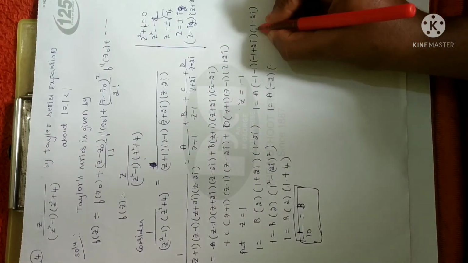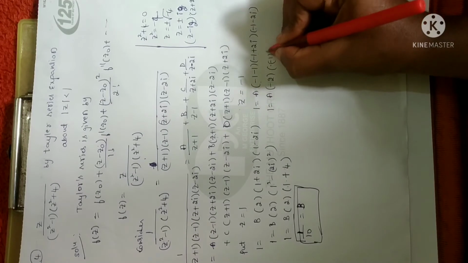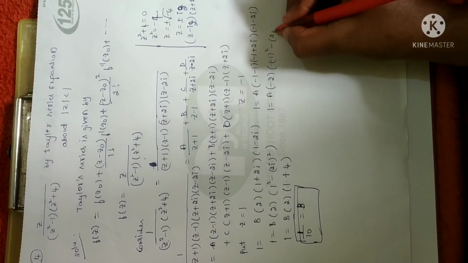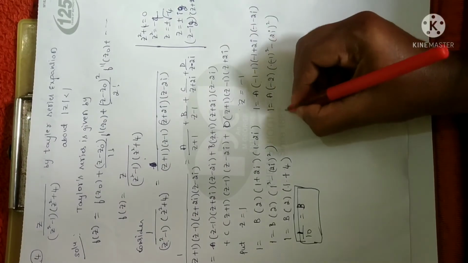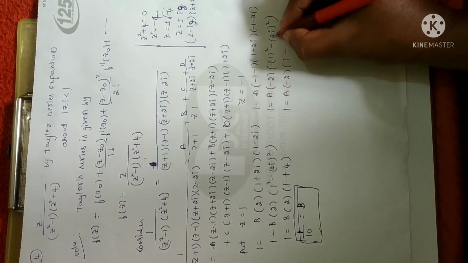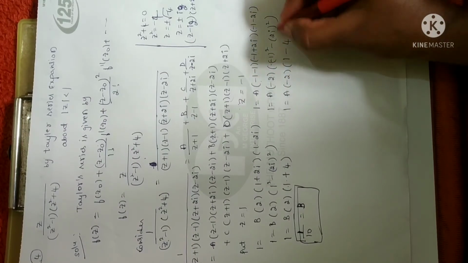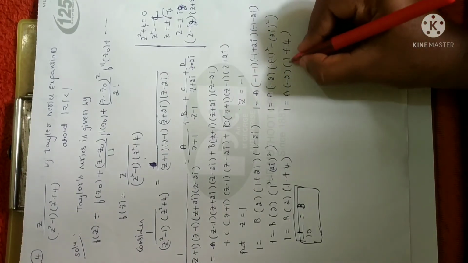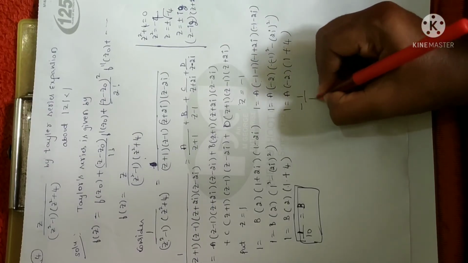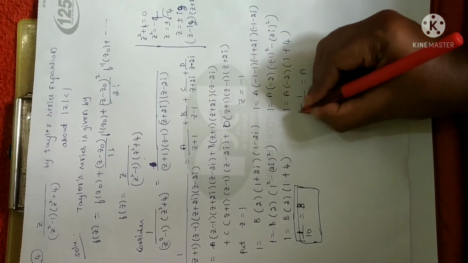Next, it is of the form a plus b into a minus b. So it can be written as a square minus b square. B square is 2i whole square. So 1 is equal to a into minus 2. Minus 1 square is 1. Minus 2 square is 4. I square is minus 1. So minus of minus will become plus. 4 plus 1 is 5. 5 2s are 10. So minus 10 you have. So minus 1 divided by 10 will be the value of a.